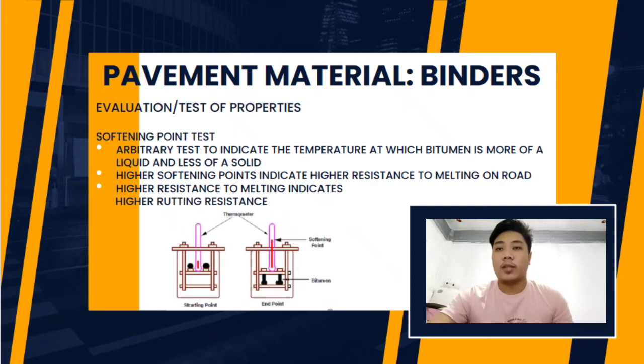Softening point test. It is arbitrary test to indicate the temperature at which bitumen is more of a liquid and less of a solid. Next, higher softening points indicate higher resistance to melting on road. Higher resistance to melting indicates higher rutting resistance. This type of test is to determine the consistency of bitumen, or kung gaano siya katibay pag nabasa.